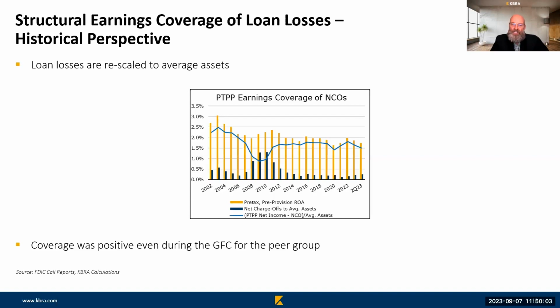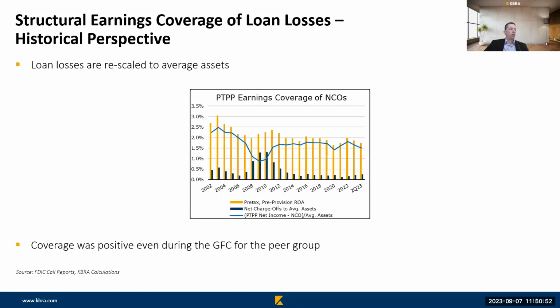So the key takeaway here is even in those high loss periods, the pre-tax, pre-provision earnings, or structural earnings, has been sufficient to cover those charge-offs through time. It's definitely declined and narrowed in certain periods in the 2000 to 2010 era in particular, maybe up to 2011. But that's the good news. These banks have had sufficient structural earnings to cover these losses, even in periods of very high losses. So this is the good news of the presentation, I believe. But it's in the past, not in the future.